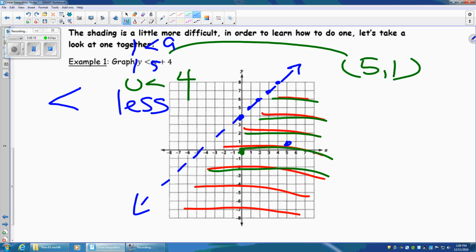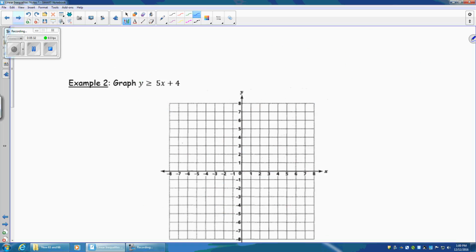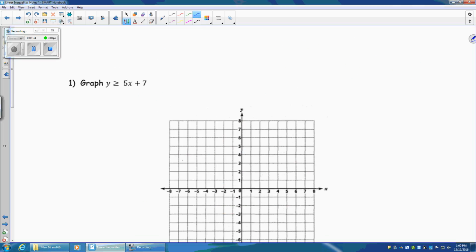Hopefully you get that every other point on here works. I'm not going to try any other ones. If you'd like to try some of these other ones, feel free to pause it and do that yourself, but I think you got it. All right, so let's do this a couple more times, and then we'll get pretty familiar with it, and then I'll have you guys do some on your own.